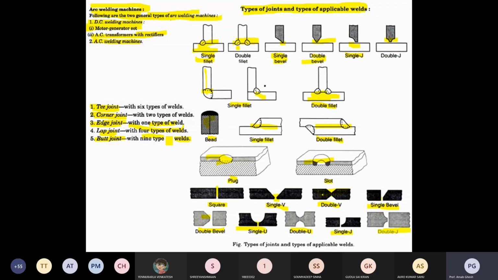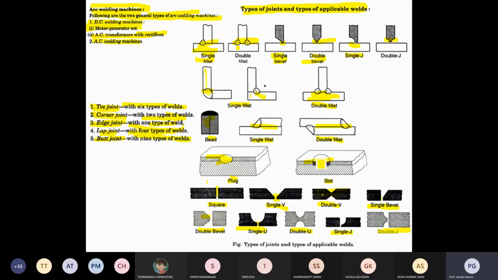Okay, 9 types of welding. T joints are 6 types of welding, 1, 2, 3, 4, 5, 6. Corner joints are 2 types of welding, that is 1, 2. Then lap joints are 4 types of welding, 1, 2, 3, 4. Then the last one, edge joints, are 1, 2.